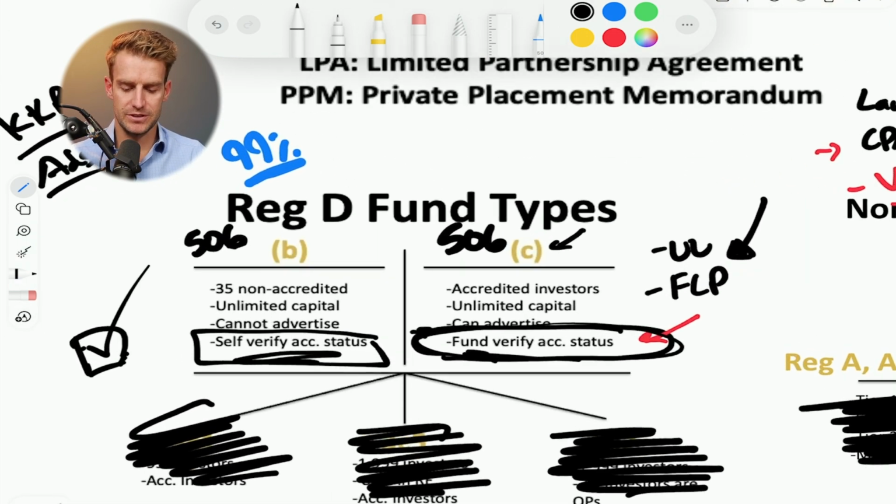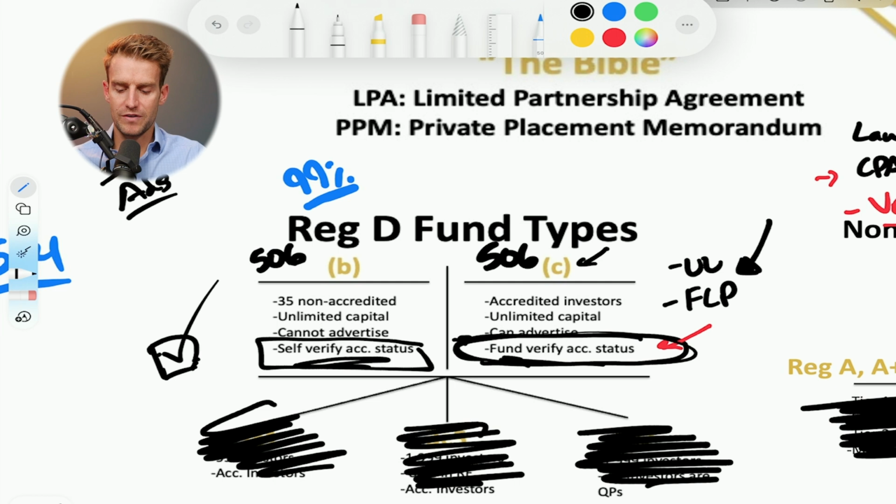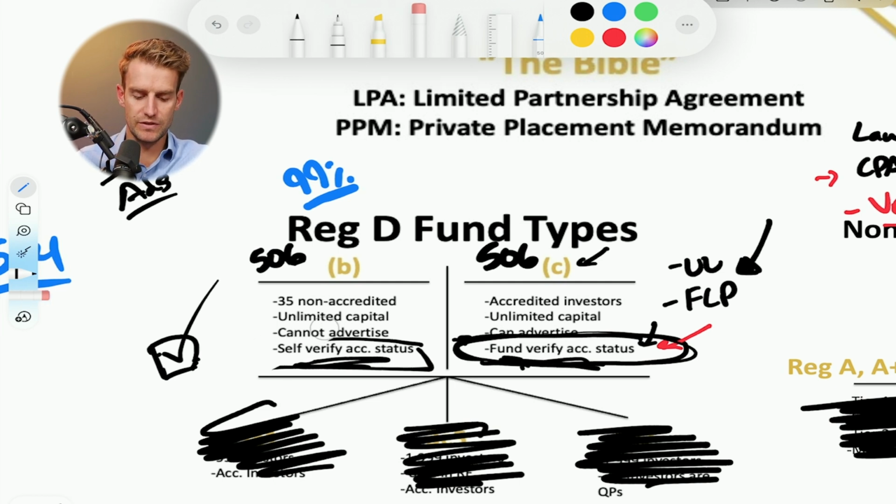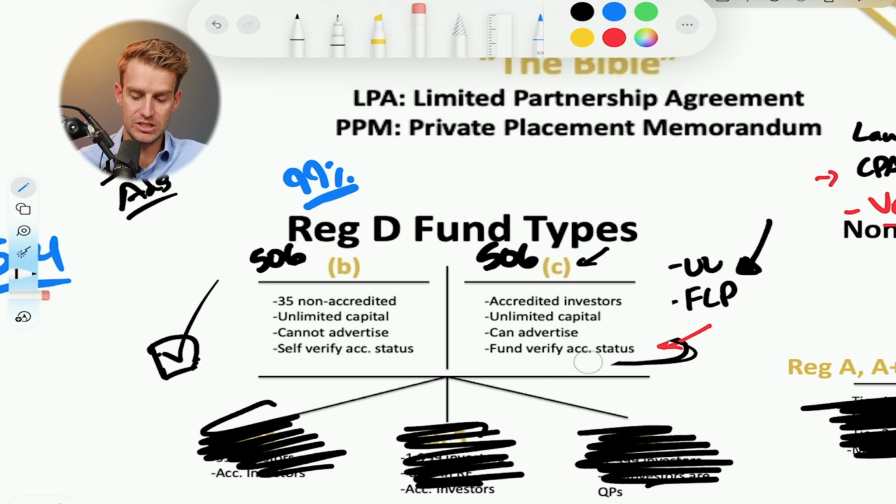So, Bridger, what's the big difference? It's a little more of a hassle to do a Reg D 506C because you have to verify. We've had a couple of investors where it took us 3 or 4 weeks to verify that they're accredited.